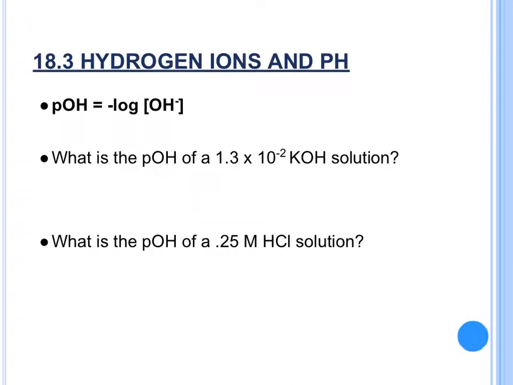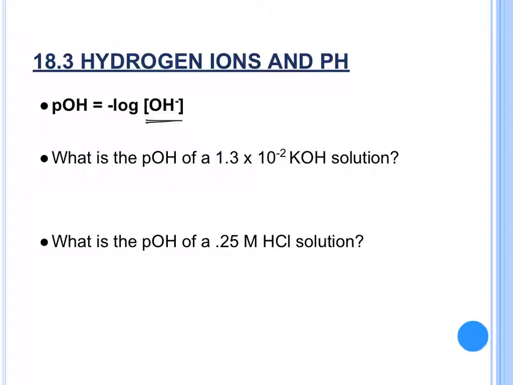Now, we can also do what's called the pOH scale. It's just not as commonly used. We use the pH scale for acids and bases because they both fall between 0 and 14 on the pH scale, but we do have something called pOH, which is just taking the negative log of the OH concentration.